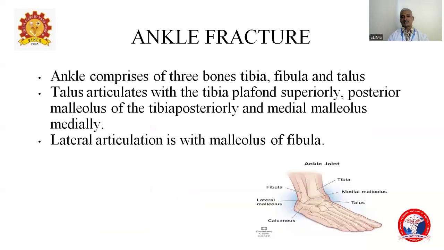Then coming to the ankle fracture. We all know the ankle is comprised of three bones: the lower end of tibia, which is the medial malleolus, the lower end of fibula, which is the lateral malleolus, and the talus, and the tibial plafond. So the ankle comprises the tibia, fibula, and the talus. The talus articulates with the tibial platform superiorly, posteriorly with the posterior malleolus of the tibia, medially with the medial malleolus, and laterally with the lateral malleolus of the fibula. There is a picture showing the distal tibia, the medial malleolus, the talus, the fibula, and the lateral malleolus.